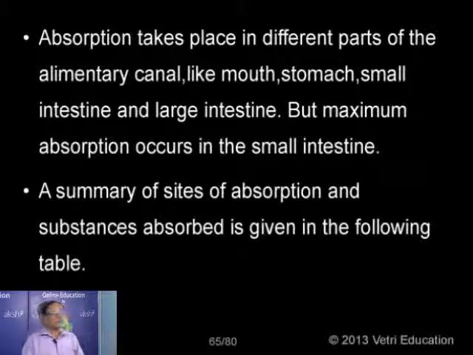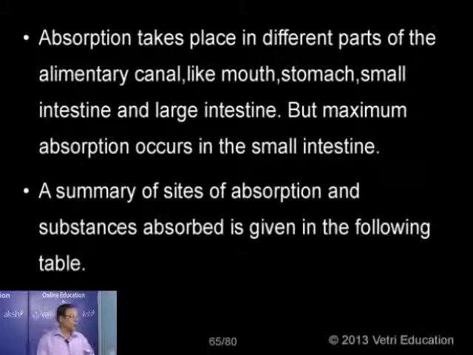Now, as we have already mentioned, the process of absorption occurs mainly in the small intestine, that too in the ileum region, particularly through the villi, where you have a single layer of epithelial cells. But the process of absorption occurs in different parts of the digestive tract, though the principal organ of absorption is the ileum of the intestine: either in the mouth or in the stomach or in the small intestine or in the large intestine. But there is no absorption in the esophagus. There is no digestion and no absorption in the esophagus, and also in the cecum region of the intestine.